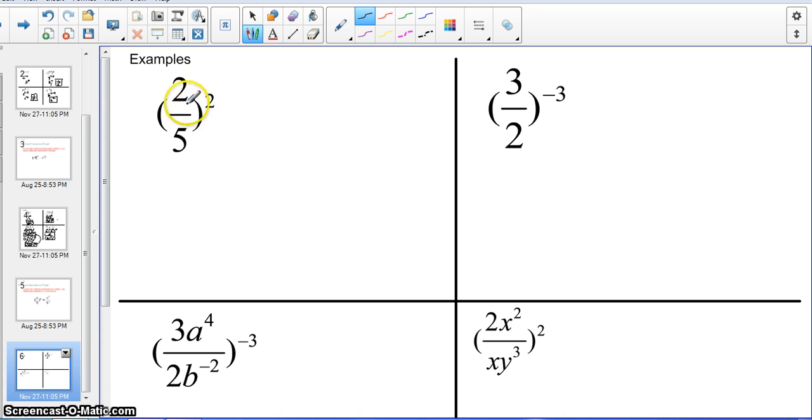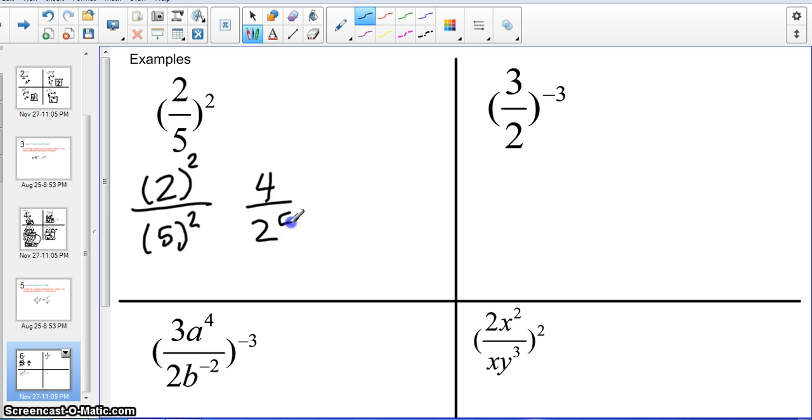First example. Everything inside here gets raised to the second power. So 2 squared all over 5 squared. So then I can simplify it. 2 squared is 4. 5 squared is 25. I can't simplify that down any farther. So there's my answer.